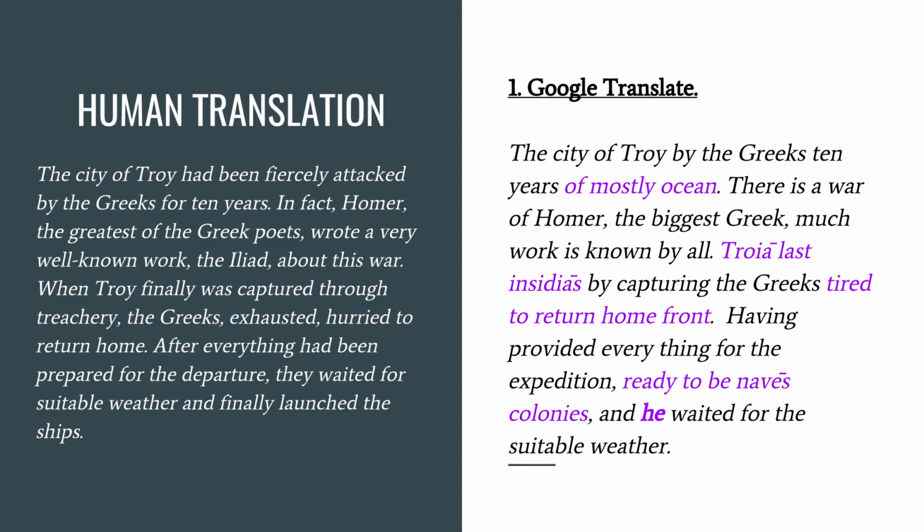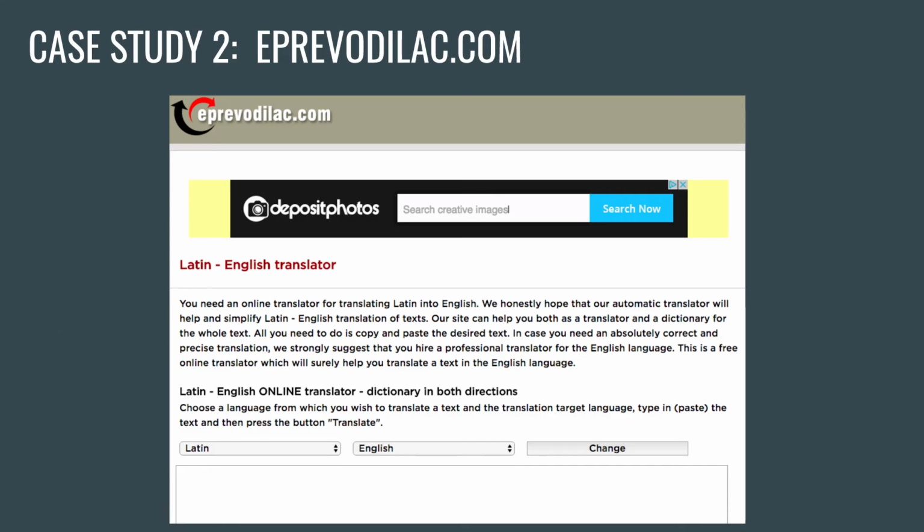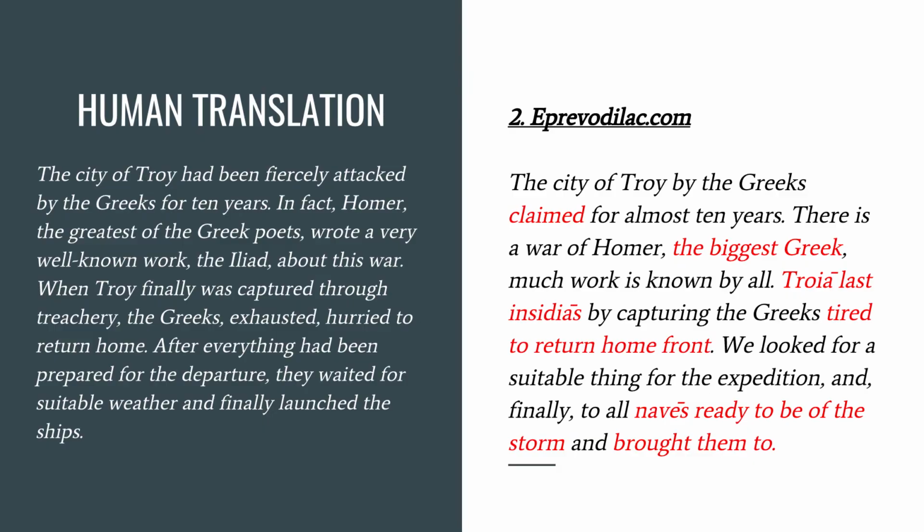So this is obviously gibberish. Case study number 2, ePrevodelac. I don't know if this is an Eastern European site or something, but I think it uses Google Translate somehow, because there are some similarities here if you look here again.